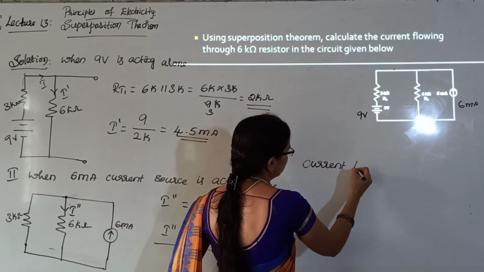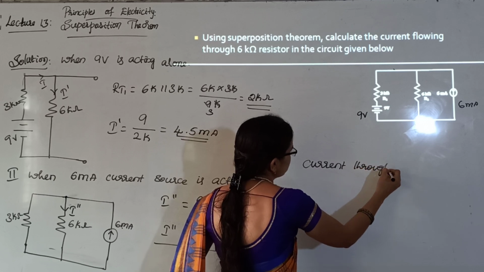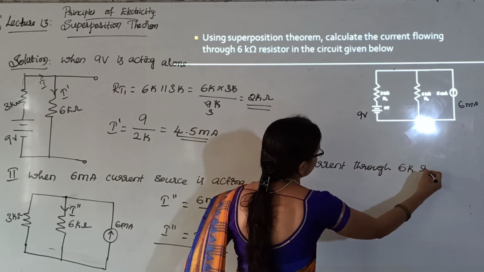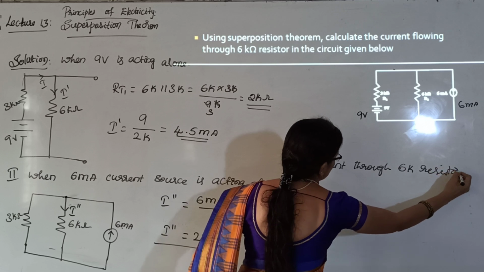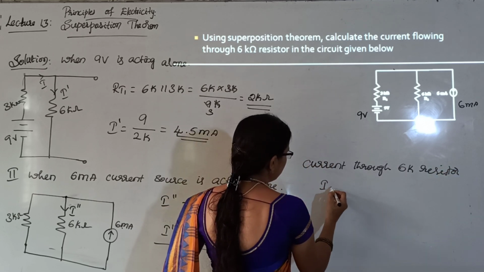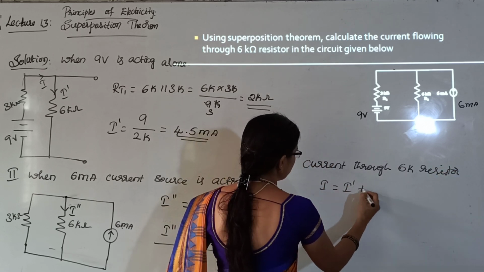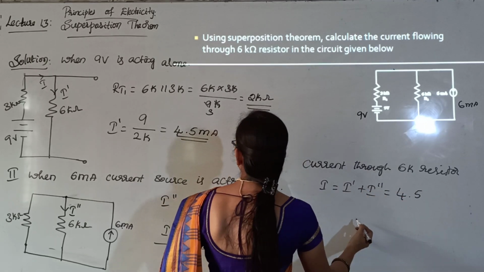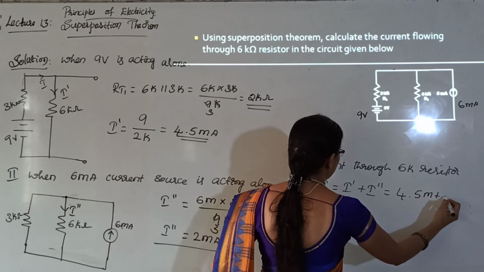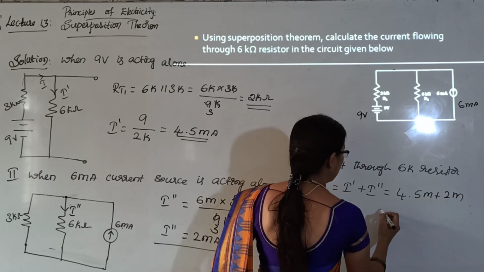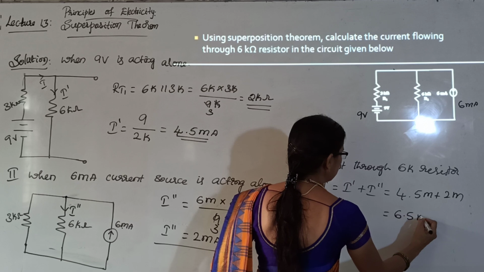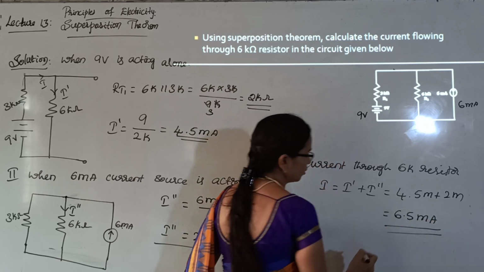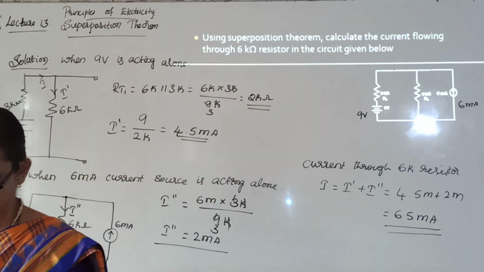current through the 6 kilo ohm resistor, I is equal to I dash plus I double dash, that is 4.5 milli plus 2 milli, I will get 6.5 milliamperes of current flowing. Okay.